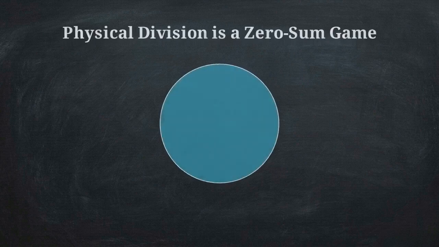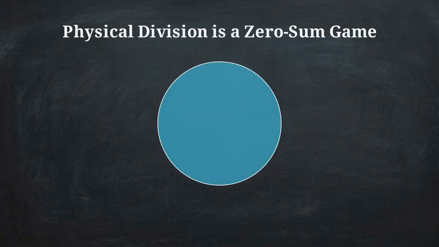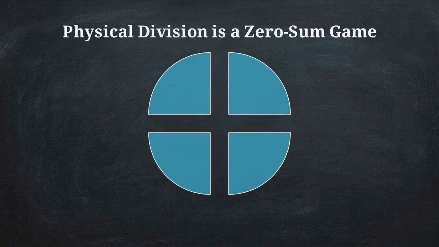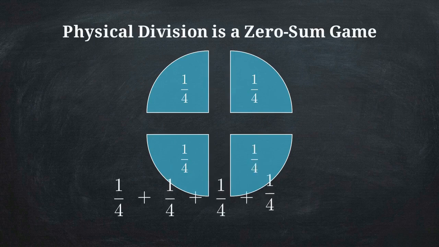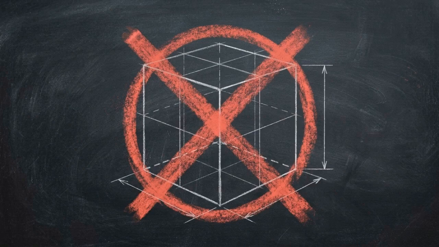This diagram illustrates how physical division is a zero-sum game. Slicing a sphere into 4 equal parts means those 4 physical wedges will always add up to exactly the original volume. 1/4 times 4 is 1. In this standard Euclidean space, it is physically impossible to create something out of nothing.